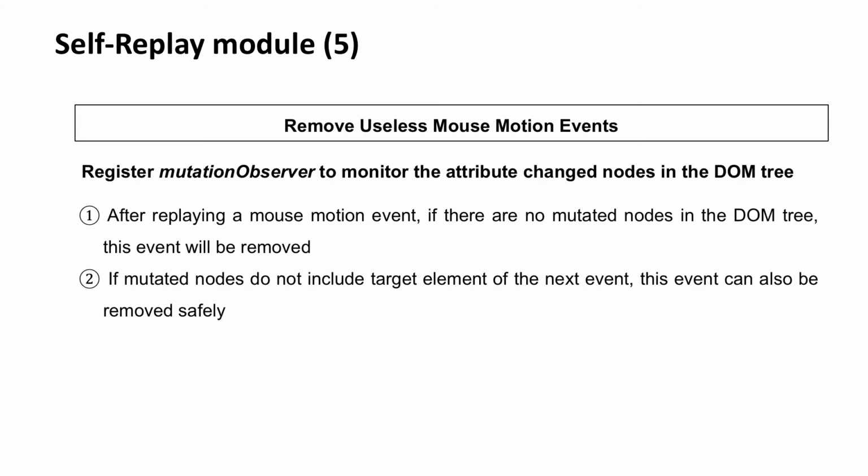To remove useless mouse motion events, we register a mutation observer to monitor the attribute-changed nodes in the DOM tree. After replaying a mouse motion event, if there are no mutated nodes in the DOM tree, this event will be removed. If mutated nodes don't include the target of the next event to be replayed, this mouse motion event can also be removed safely.